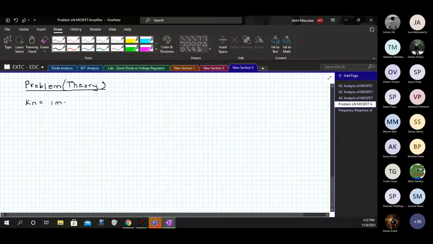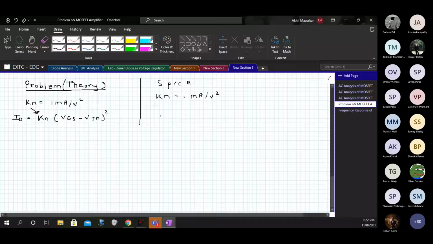Kn is given as, let's say, 1 milliampere per volt square. So what is the equation for ID? ID is equal to Kn into 1 minus, VGS minus VTn the whole square. And this Kn is substituted here. But actually for a SPICE thing, or SPICE, when you say Kn is equal to 1 milliampere per volt square, SPICE is using this equation.